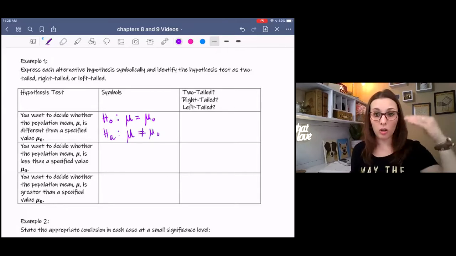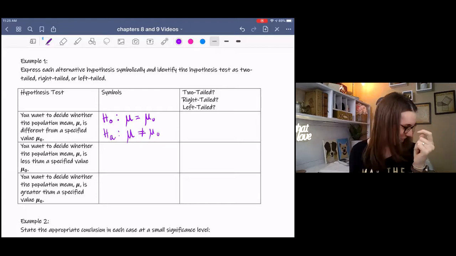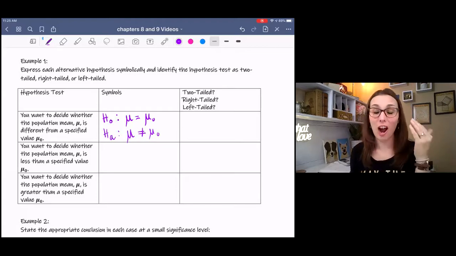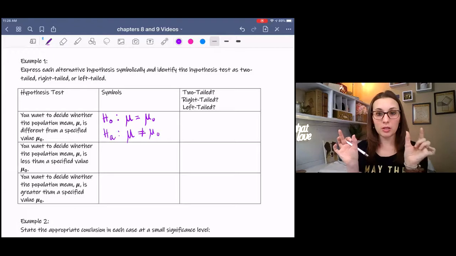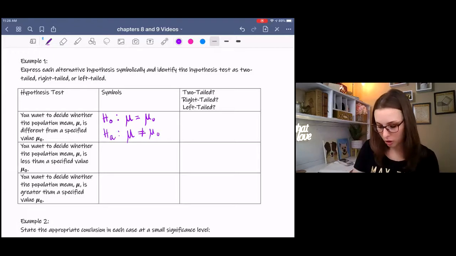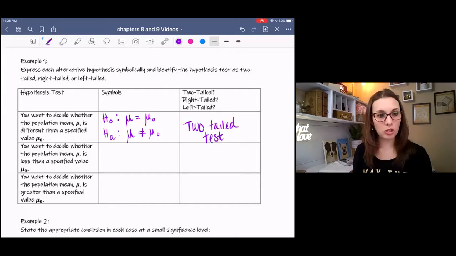So we have our null hypothesis, which always uses an equal sign, and we have our alternative hypothesis, and we can use three different signs depending on the wording. If we go back to our standard normal curve, when it was not equal to, we had two possibilities in the tails. So this is a two-tailed test. Go ahead and try the next two. Pause it, try it, come back.